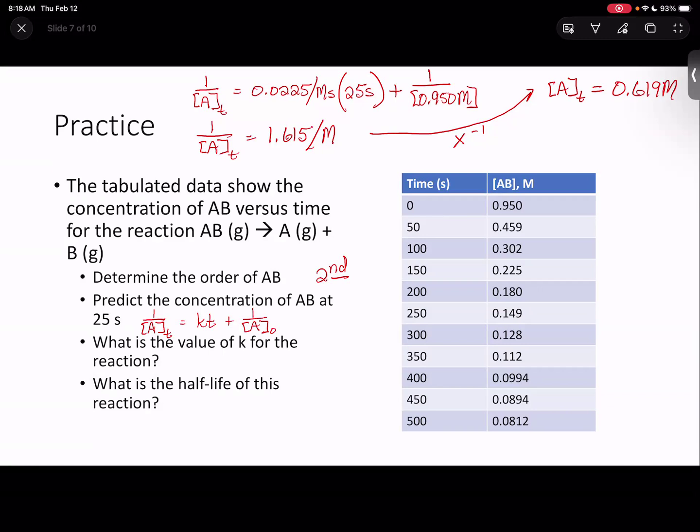Questions? This equation will be given to you. You just have to know to use it if it's second order.